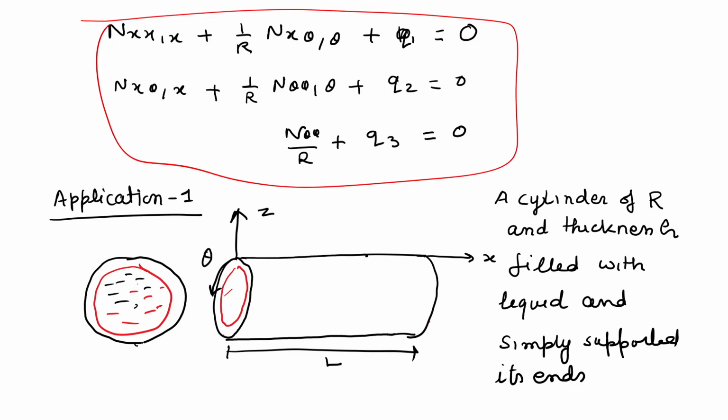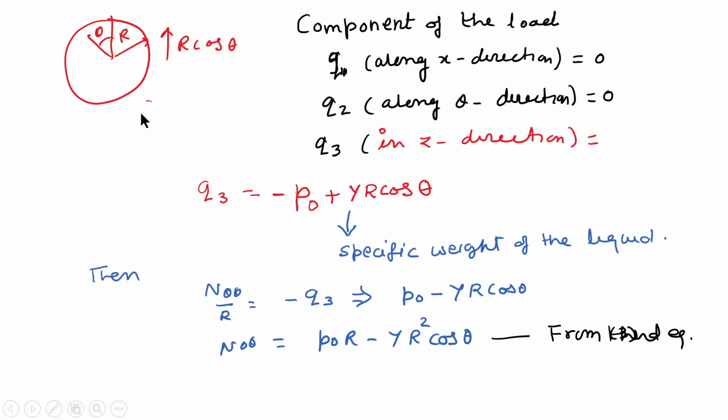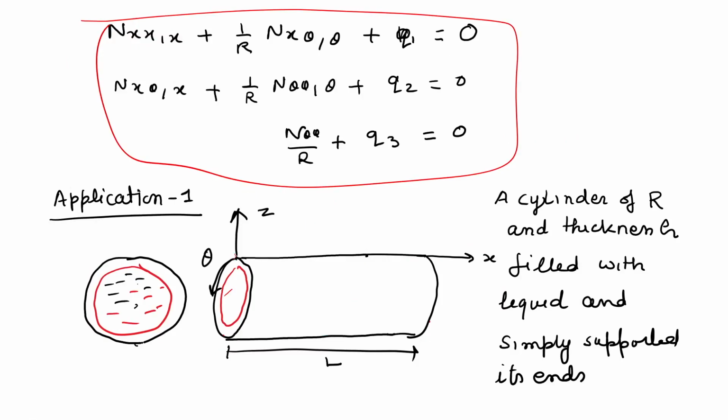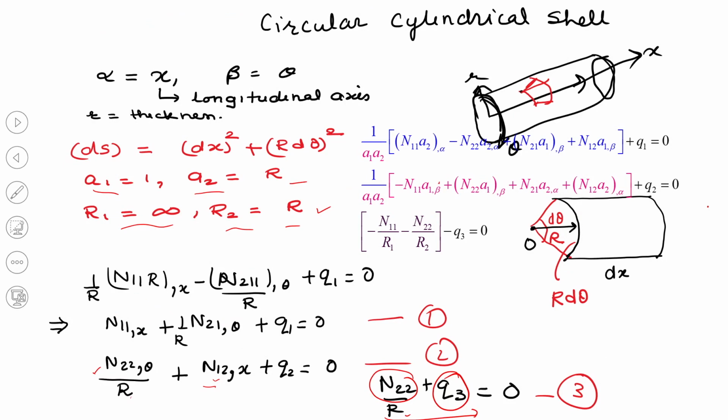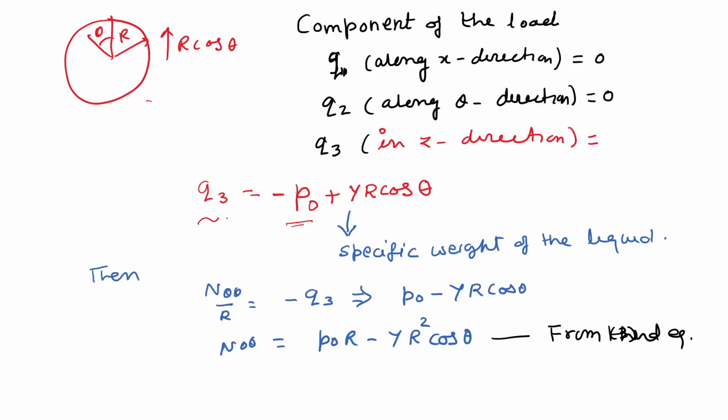But for this type of case, when we talk about membrane shell theory, it can be solved in terms of stresses itself. So, liquid pressure, let us say Z is going upward, but pressure is acting inside. So, we can write that Q3 can be written as minus of P naught plus gamma r cos theta. We have taken that the pressure is acting in the negative surface normal direction.